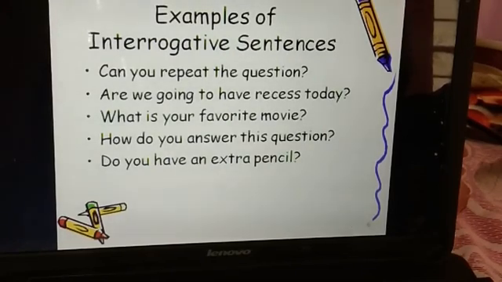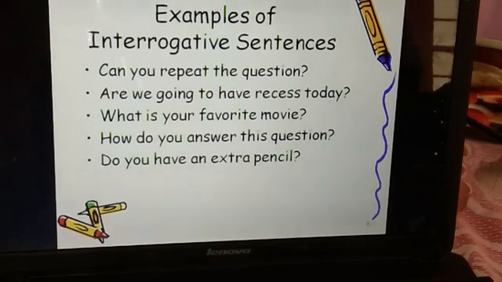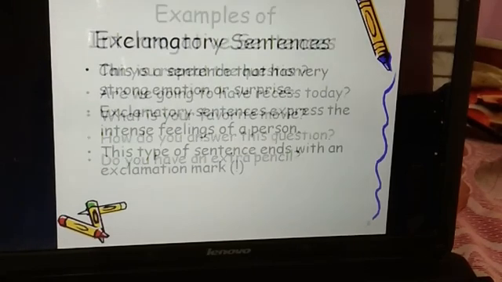Examples of interrogative sentences are: can you repeat the question? See, the first sentence which we have written is ending with a question mark. So, whenever we put a question mark, it is termed as an interrogative sentence. Are we going to have recess today? Again ending with a question mark. What is your favorite movie? Again ending with a question mark. How do you answer this question? Do you have an extra pencil? So here we are asking the question. So it is termed as an interrogative sentence.